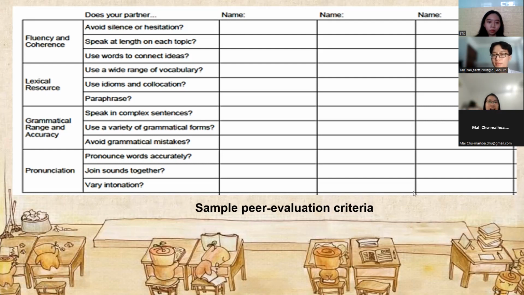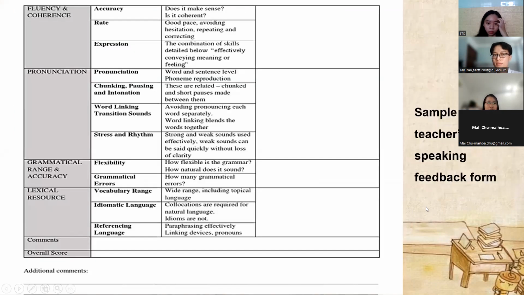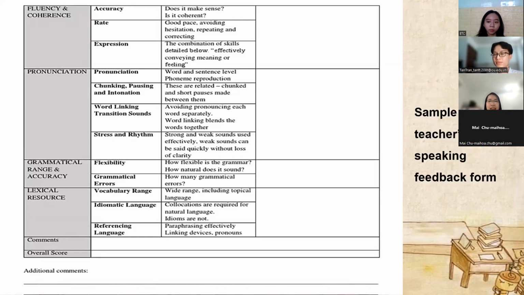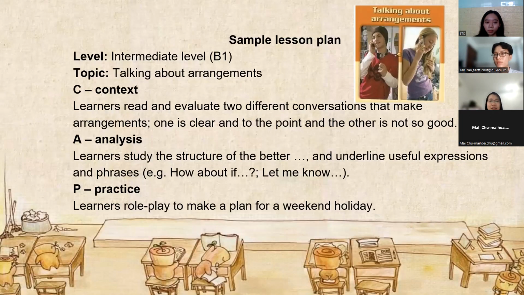Okay, and the last one is given by the teacher. The teacher will focus on fluency, coherence, pronunciation, grammatical range and accuracy, and lexical resources, plus comments. This one is given by the teacher and used for the feedback form. Okay, so that is the information about the C, the A, the P, the E. And now I will give a sample of a lesson applying that.